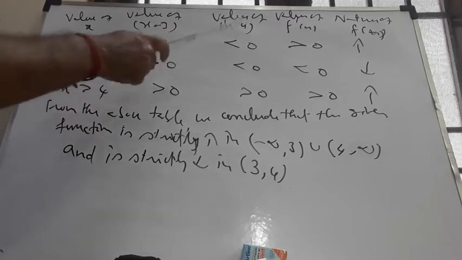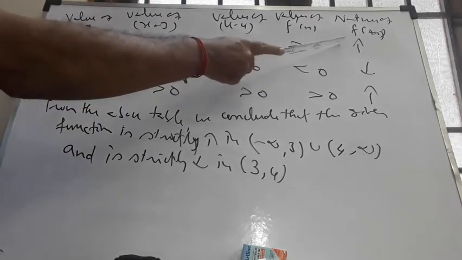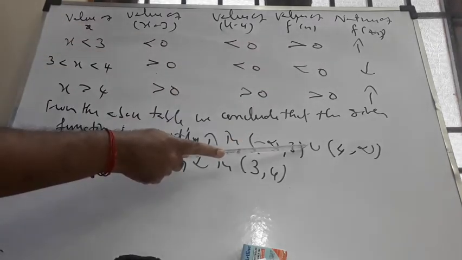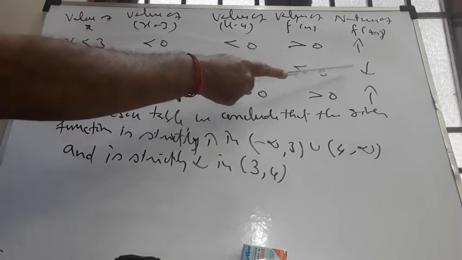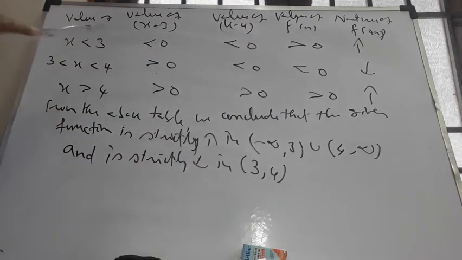5 minus 3 is positive, 5 minus 4 is positive. Plus into plus is plus. f dash of x is positive, so the function is increasing. Therefore, these two are to be clubbed and written as a union. This is written as simply decreasing. Therefore, it is strictly decreasing here.